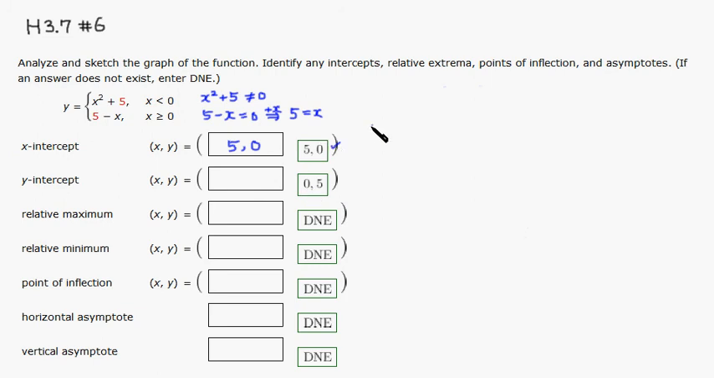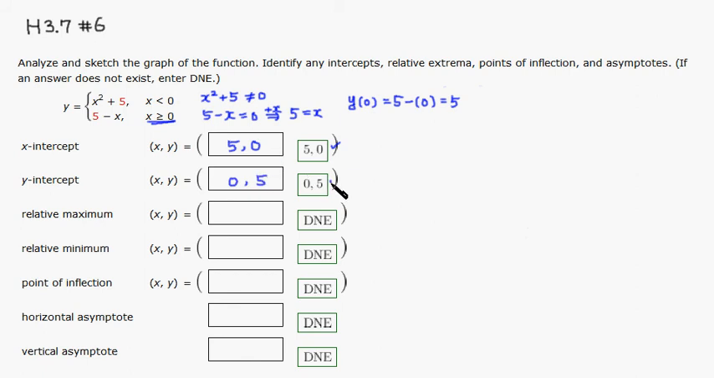To find the y-intercept, all you have to do is plug in x equals 0. So just evaluate y of 0, right? 0 is included on this interval, which means that we have to use the bottom formula. So you have 5 minus x, but x is in this case 0, so it is equal to 5. So the y-intercept is 5, which means that when x is 0, y is 5, right?